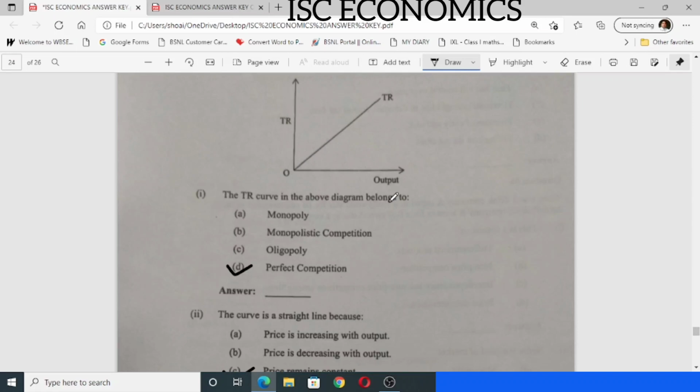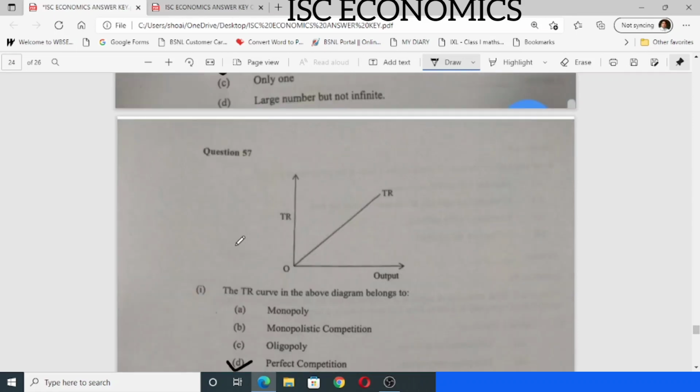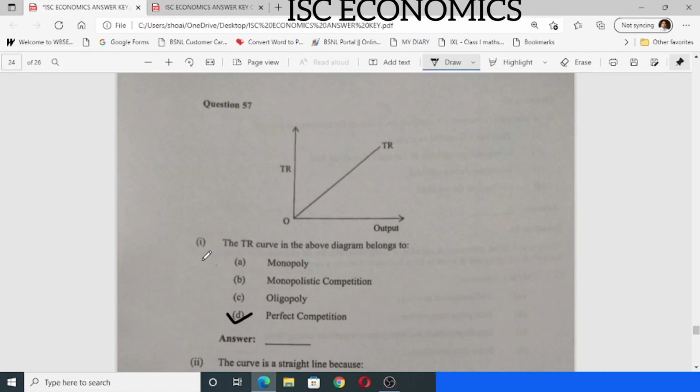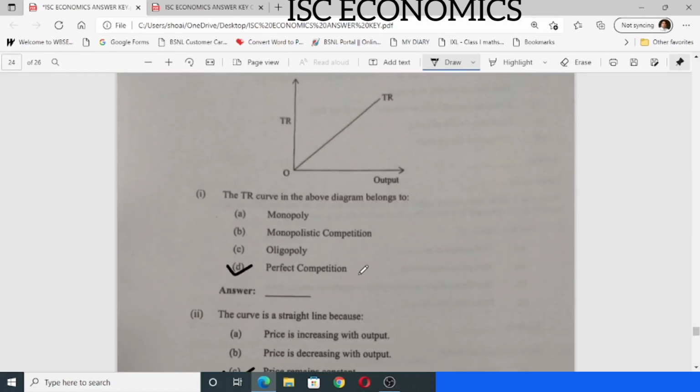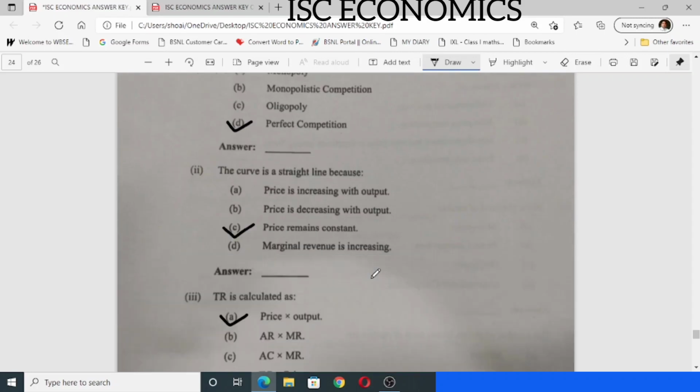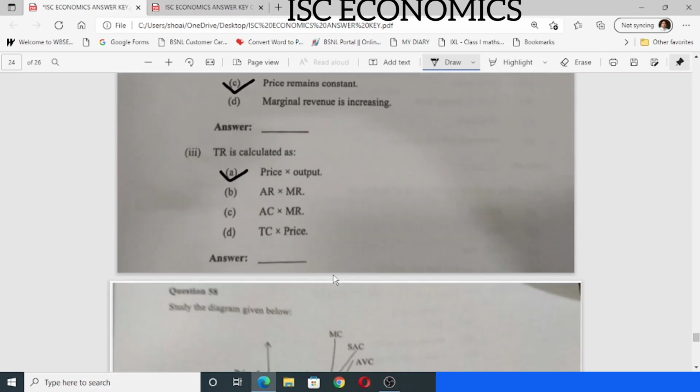Number 57. 1. The TR curve in the above diagram belongs to perfect competition. Number 2. The curve is a straight line because price remains constant. Number 3. TR is calculated as price into output.